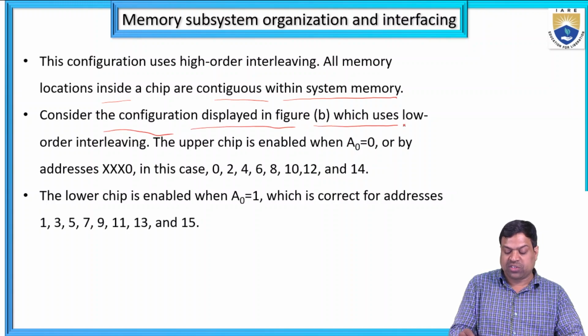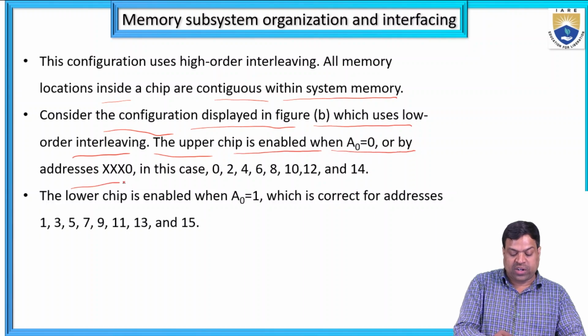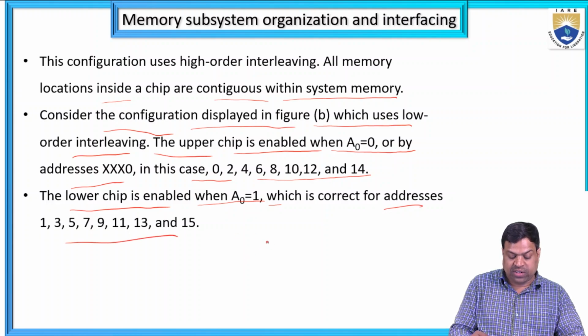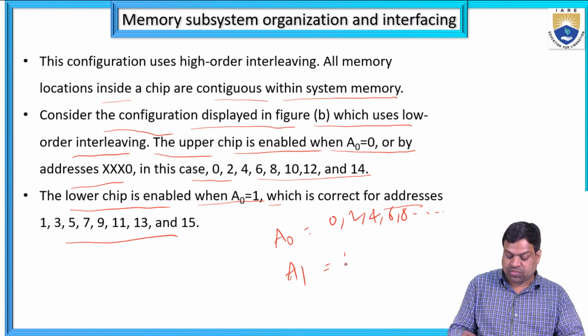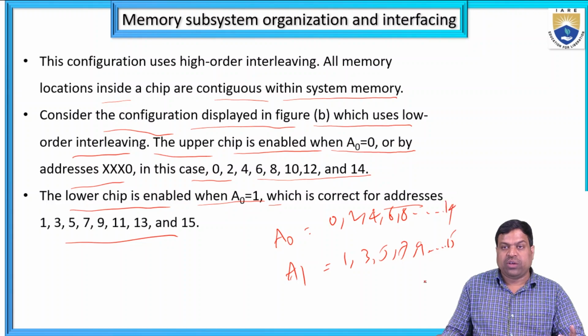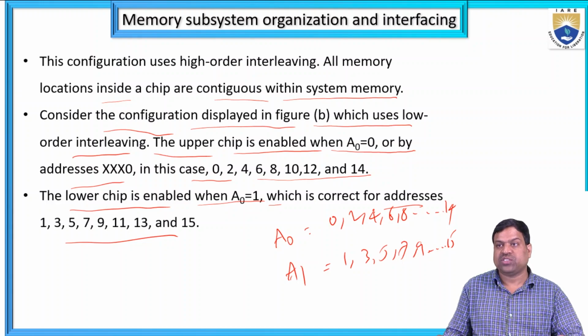Consider the configuration of a display which uses low order interleaving. The upper chip is enabled when A0 equals 0, addresses 0, 2, 4, 6. The lower chip is enabled when A0 equals 1. The corresponding addresses are 1, 3, 5, 7, 9, 11, 13, 15. So when I am taking A0 as 0, even numbers are enabled. When I am going for A0 equal to 1, then the lower chips are enabled, that is, the odd numbers or lines are enabled.